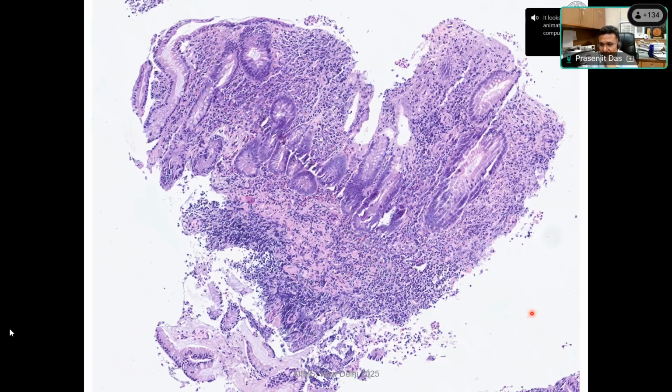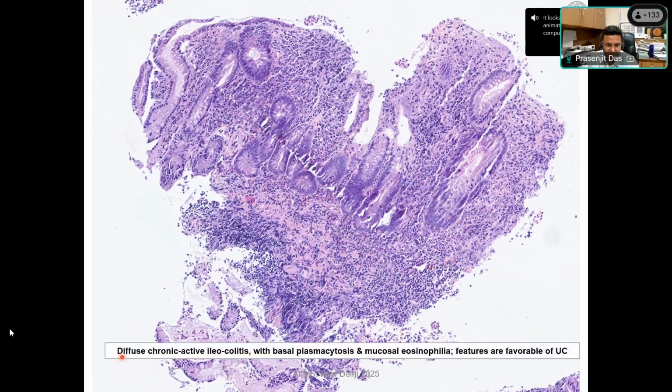What do you feel here? So these are the collections of lymphocytes and plasma cells. You have to obviously go into further higher power to look whether plasma cells are there or not, but they were there. So this is actually the zone of basal plasmacytosis that is there, as well as eosinophilia. So can we favor a possibility of IBD on this based on our discussion? Yes, sir. Okay. So what was the morphological finding? It is a diffuse chronic active ileocolitis, and we'll comment in the report that with basal plasmacytosis and eosinophilia, the features are favorable of ulcerative colitis.